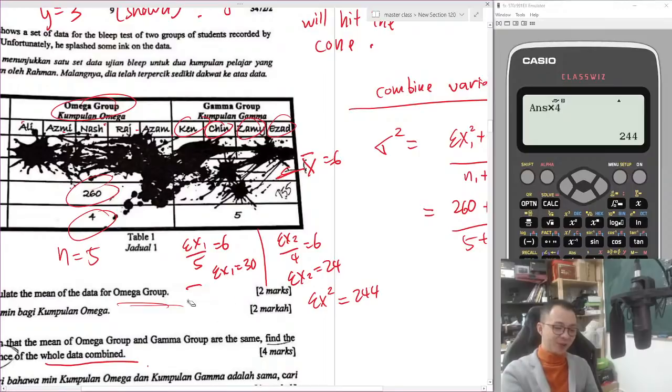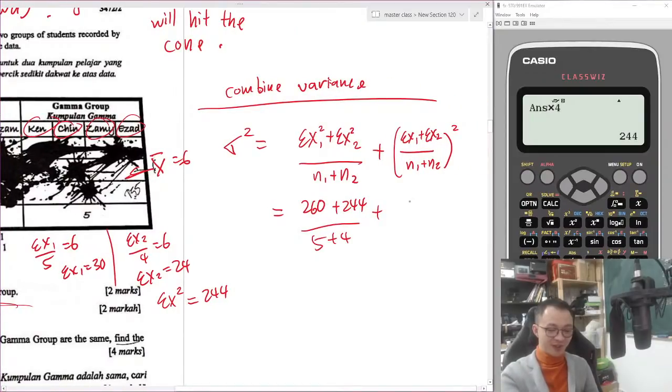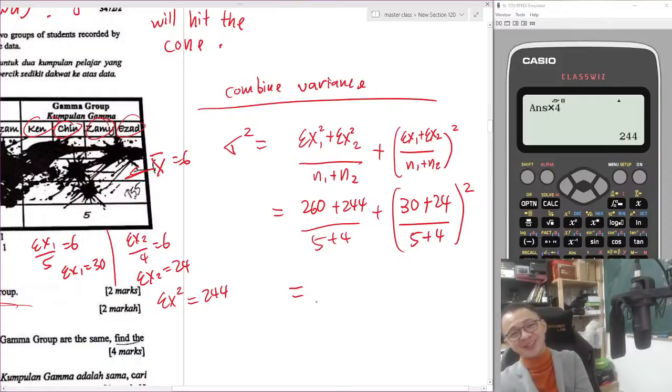I hope you haven't fallen asleep. This statistics topic needs a lot of work. So this is 30 plus 24, divided by 5 plus 4, squared. Then you just type everything into the calculator, and you will get the combined variance.